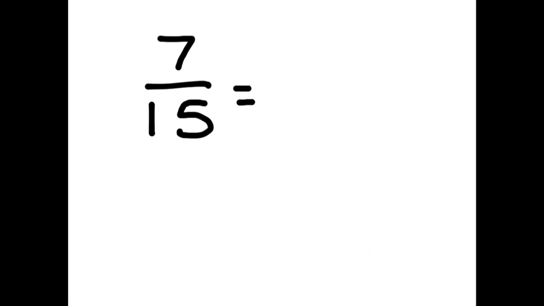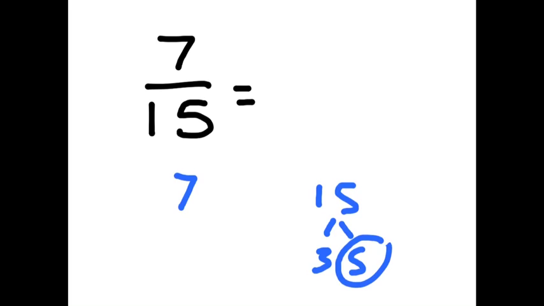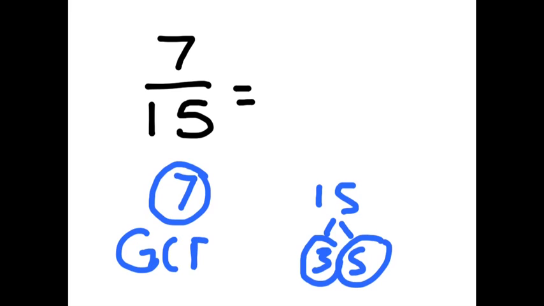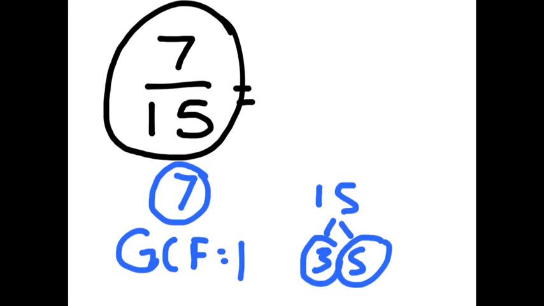Here's another one, 7 out of 15. If I make my factor tree, that's going to be 7 and 15. 15 is easy, that's 3 times 5. 7 is prime all by itself, meaning that the GCF is 1. If I divide the 7 and the 15 by 1, they're going to stay the same. That means that this one is already finished. It's already in simplest form.